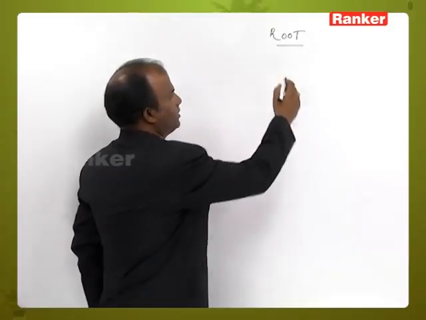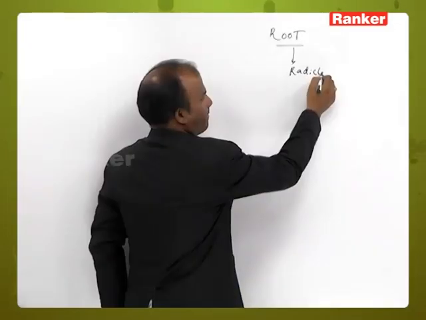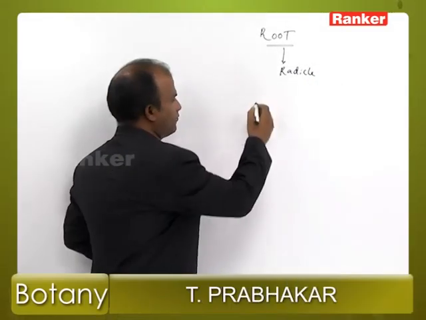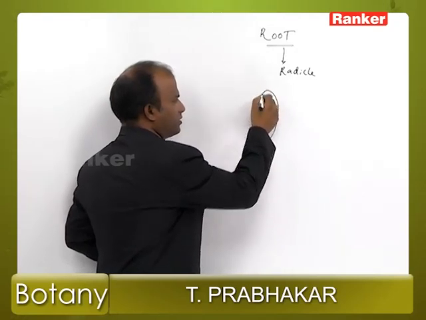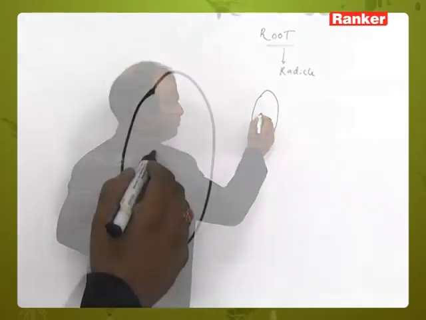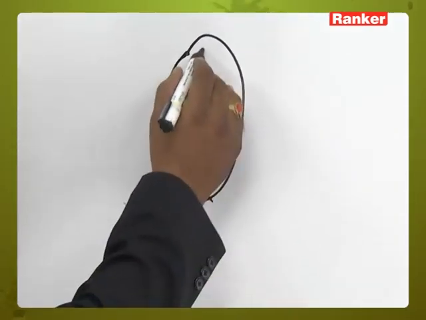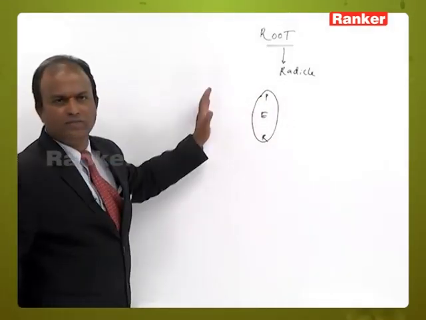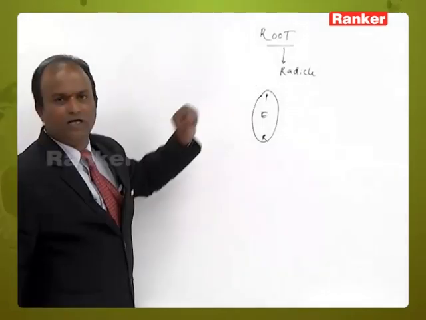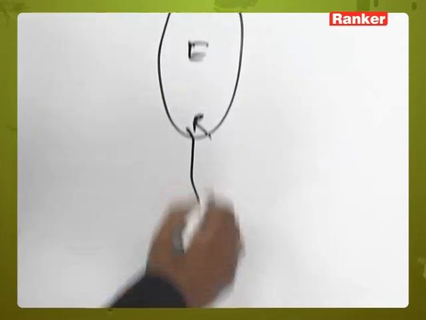So root generally develops from radicle. In the germinating seed, for example, the embryonal axis contains radicle and plumule. From this radicle, the root system develops.